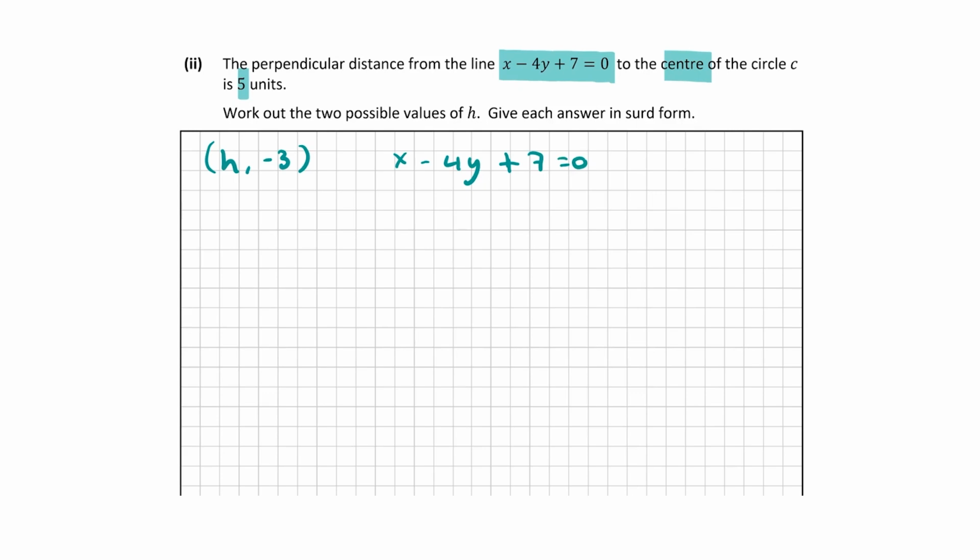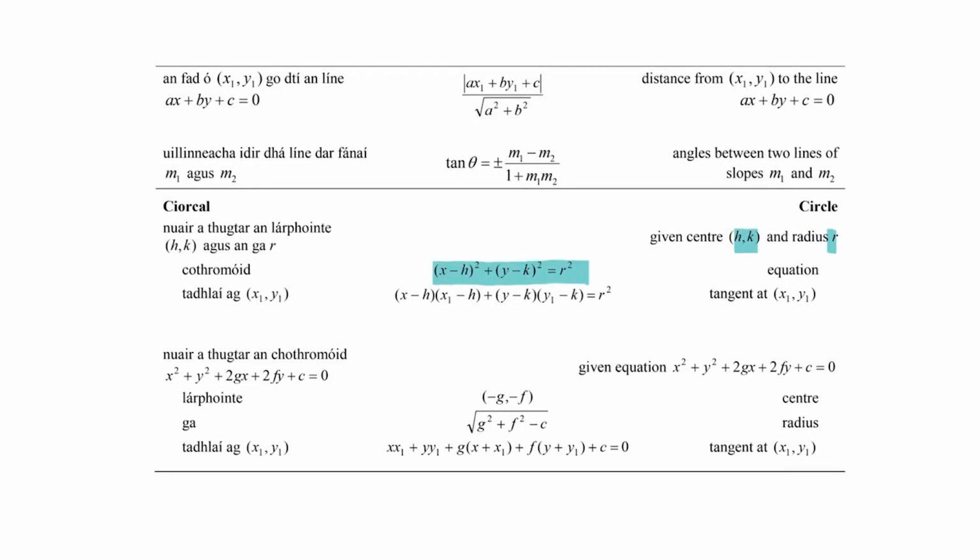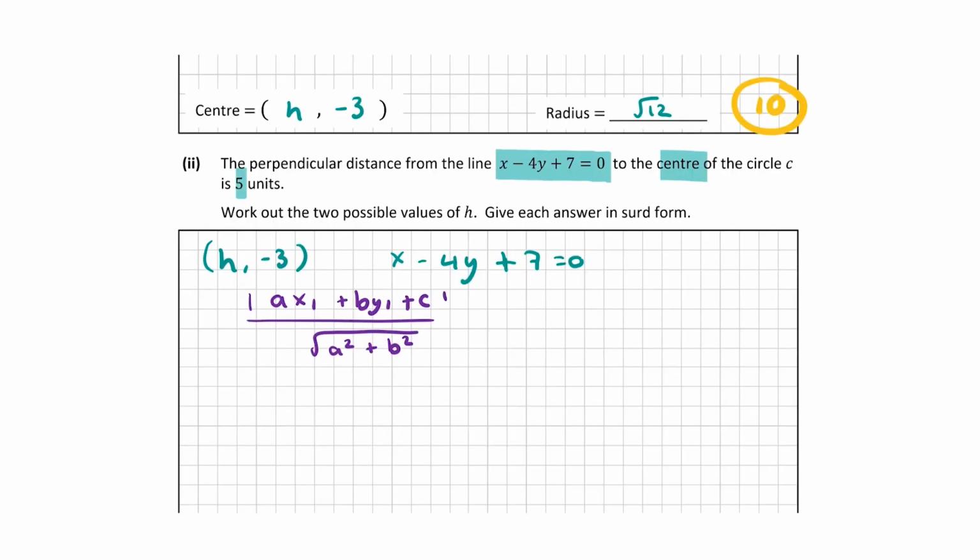So what we're really doing here is working out two possible values of h. So let's find the formula in the log tables that's going to help us with this. Back on page 19 in the log tables, we'll find here the distance from a point to a line. So that's what we're dealing with. So it's the modulus of ax1 plus by1 plus c over the square root of a squared plus b squared. So I've just written out the formula here, and now I'm just going to start labeling my points. So the point is (x1, y1), and then here a is 1, because that's the coefficient of x, b is the coefficient of y, which is minus 4, and c is 7.